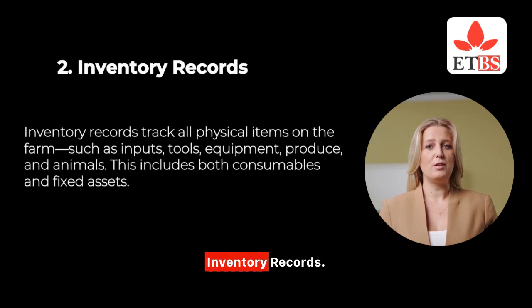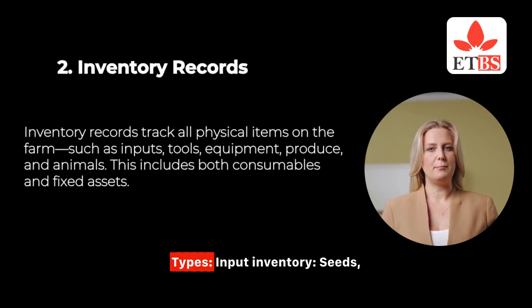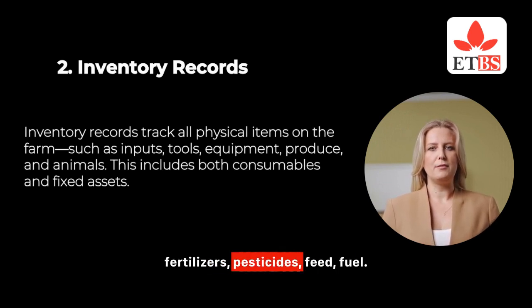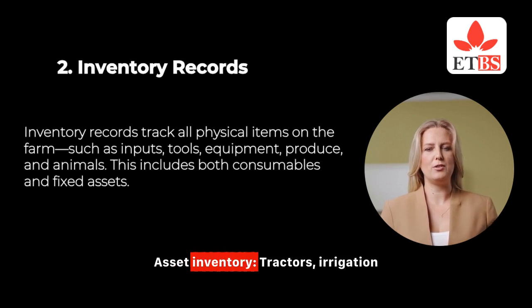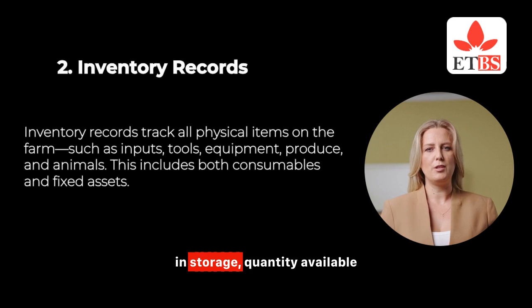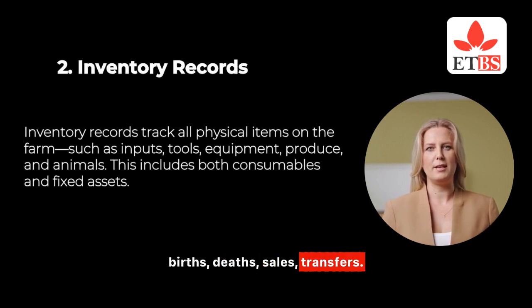Second, inventory records. Inventory records track all physical items on the farm, such as inputs, tools, equipment, produce, and animals. This includes both consumables and fixed assets. Types: input inventory, seeds, fertilizers, pesticides, feed, fuel. Asset inventory, tractors, irrigation systems, storage equipment, greenhouses. Produce inventory, harvested produce in storage, quantity available for sale or processing. Livestock inventory, total stock, births, deaths, sales, transfers.